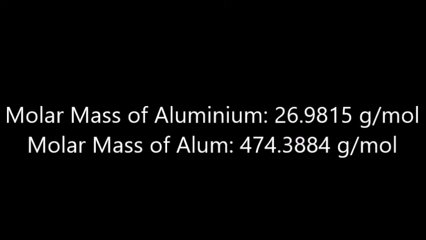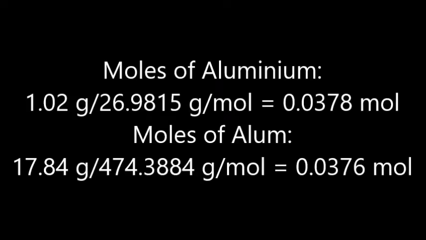In order to determine the percent yield, we had to figure out how many moles of aluminum there were in both of these masses. To do this, we had to use the molar mass of both alum and aluminum. The molar mass of aluminum is 26.9815 grams per mole, and the molar mass of alum is 474.3884 grams per mole. In order to figure out the number of moles of both, we had to divide the previously found masses by their molar masses.